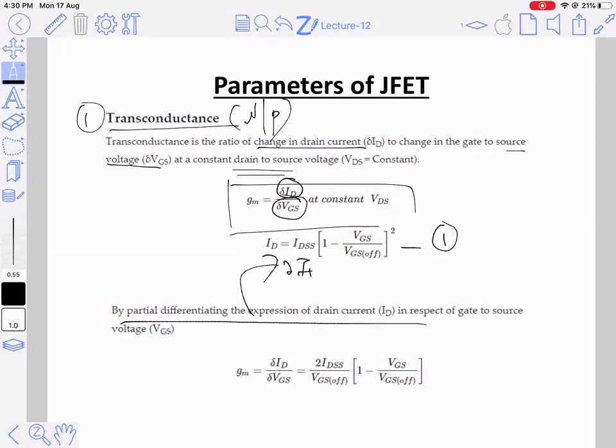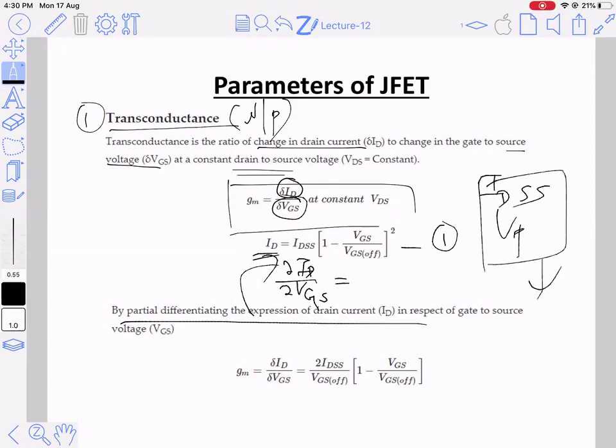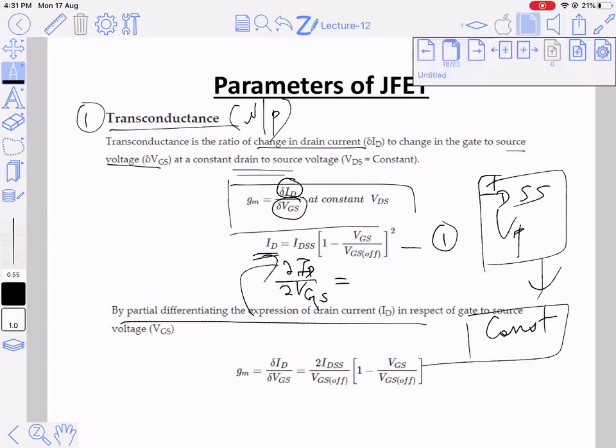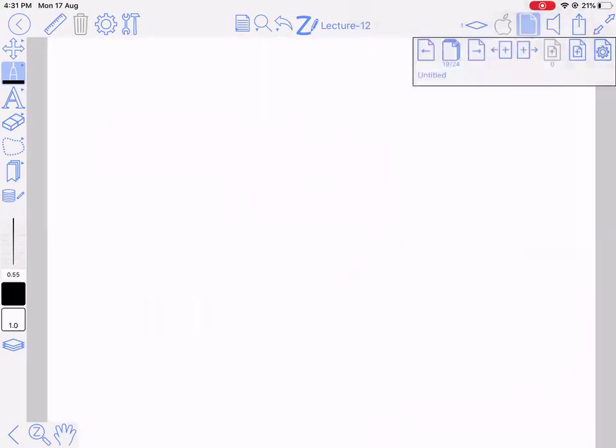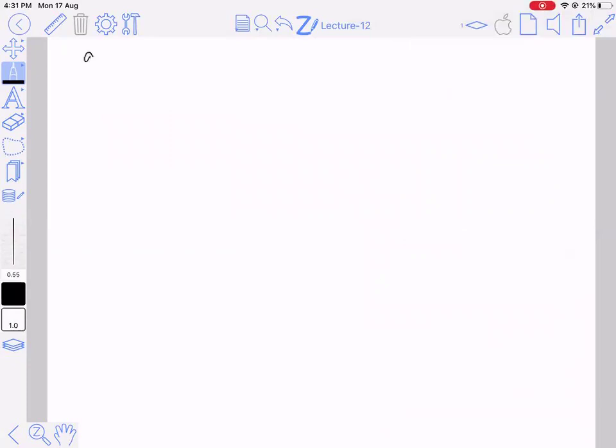So this will be delta ID by delta VGS on the left hand side. Please note IDSS and VP are constant for one JFET. One JFET can only have one maximum current and one voltage at which the current goes 0. So these two parameters are constant. So let us derive the expression. We know the formula for GM: the definition is delta ID divided by delta VGS for a constant VDS.